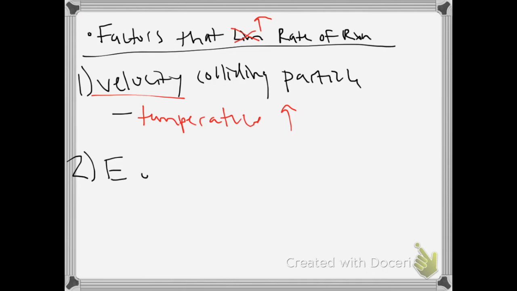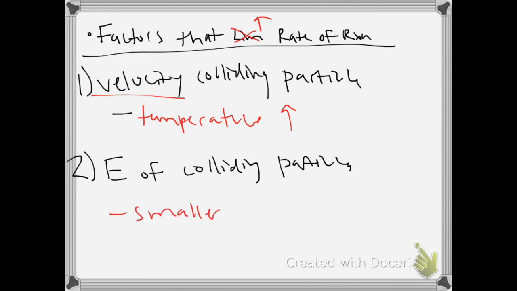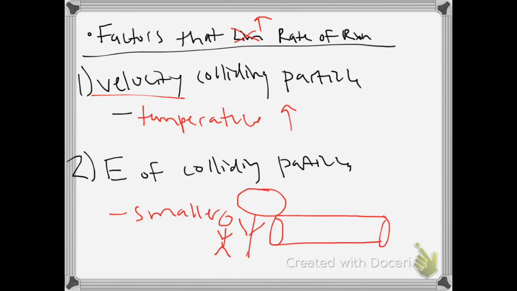Next, we have energy of the colliding particles. Just put E of colliding particles. All you really need to know is that smaller particles are going to move faster. Let's think of a tube. Okay, you're at Army boot camp, and you have to crawl through this pipe. Who's going to fit through better? 125-pound Sally or 250-pound Sally? Probably 125-pound.